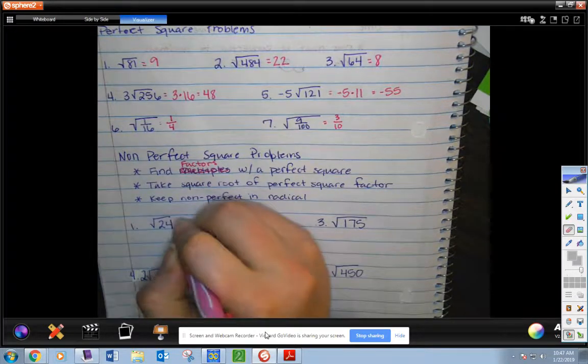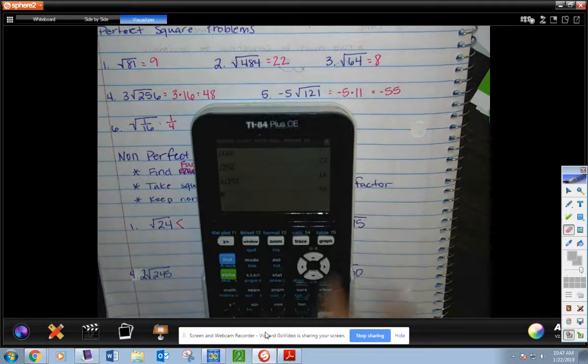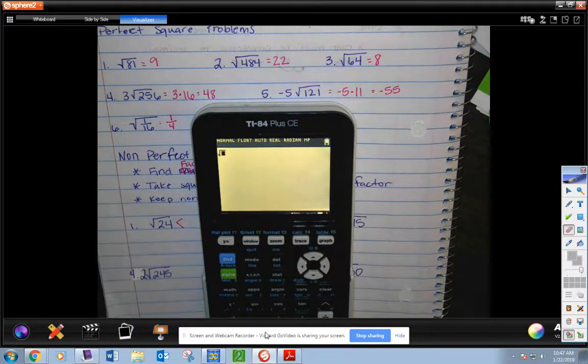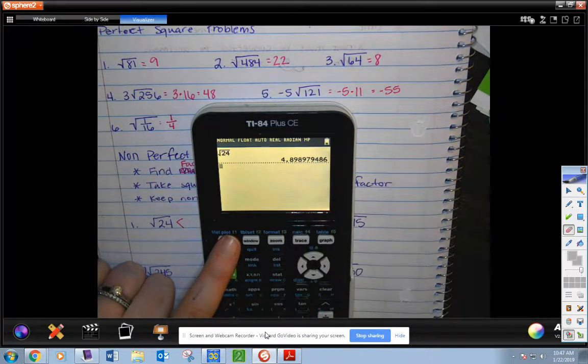So when you look at the square root of 24, if I type in the square root of 24, you cannot give me a decimal answer when you're simplifying. So here's what you're going to do. Make sure you're paying attention. This calculator part is so beneficial in so many things we're going to do.